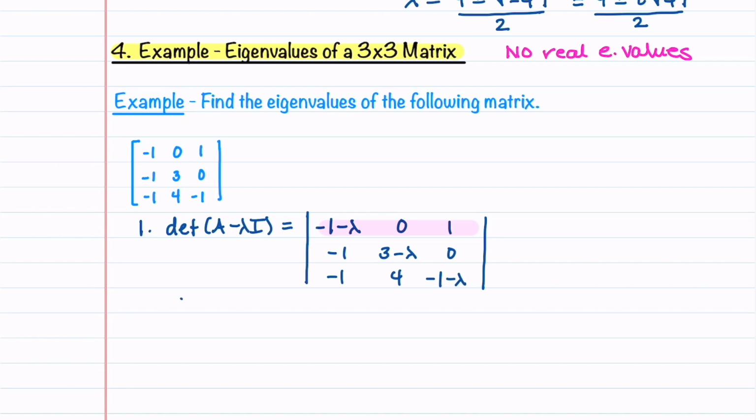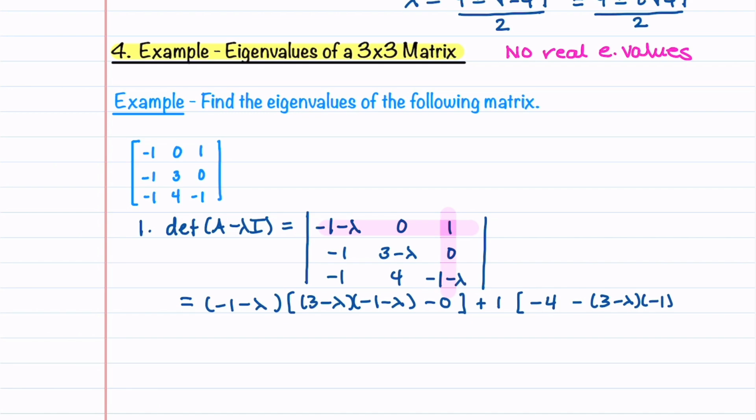Our determinant is then minus 1 minus lambda times the determinant that's left when we cross out the row and column common to minus 1 minus lambda, and that's going to be 3 minus lambda times minus 1 minus lambda minus 0, and then we have 1 times the matrix that remains by crossing out the row and column common to 1, and that's minus 4 minus 3 minus lambda times minus 1.